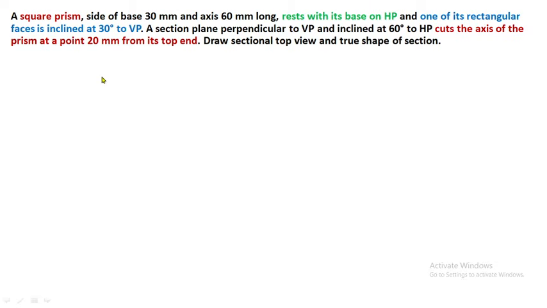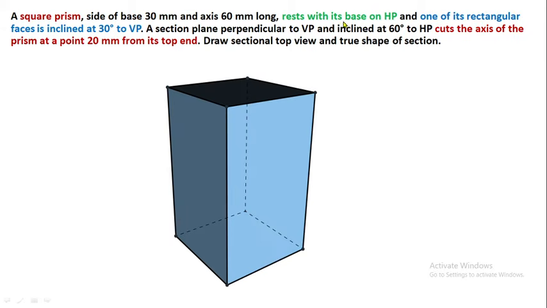So with this we can say a square prism will rest with its base on HP. Now we can see the position. This is a square prism resting with its base on HP. So what is the top view of this prism? The top view is a square.